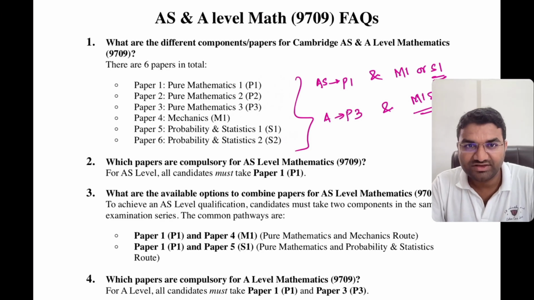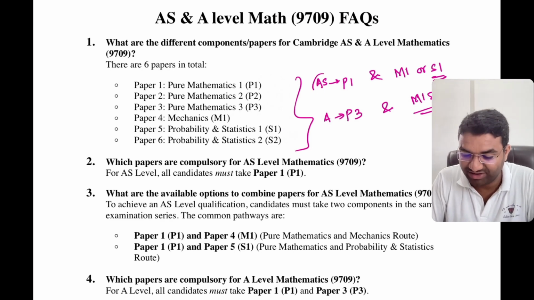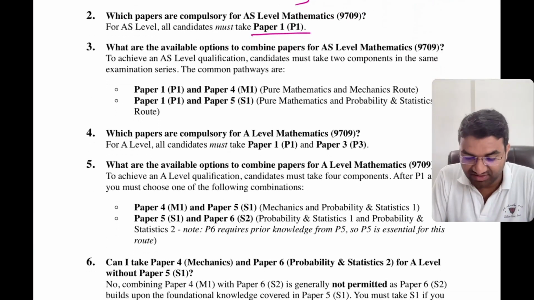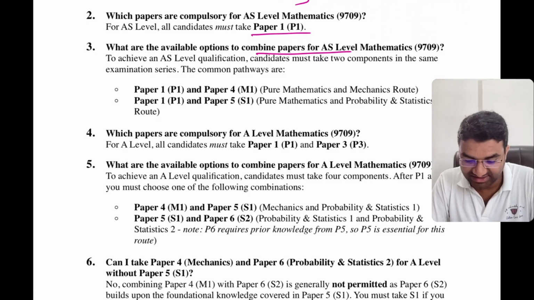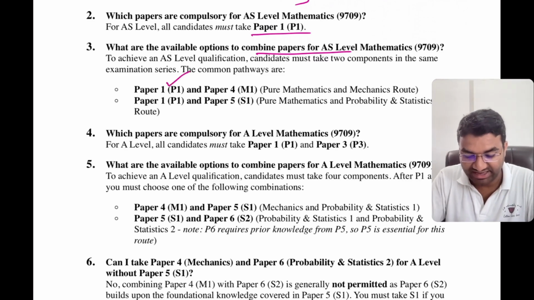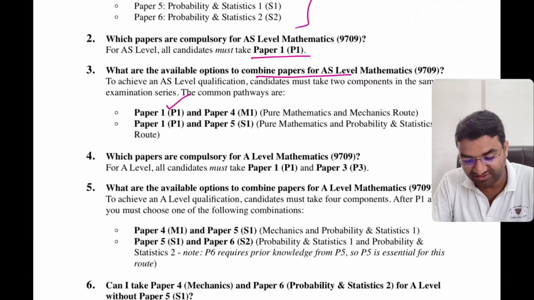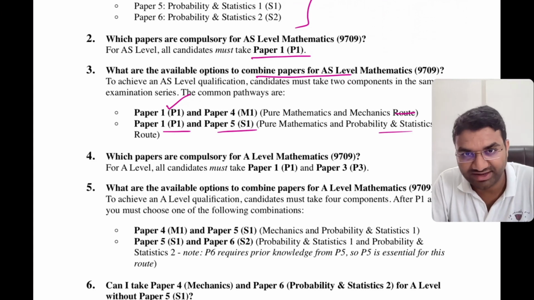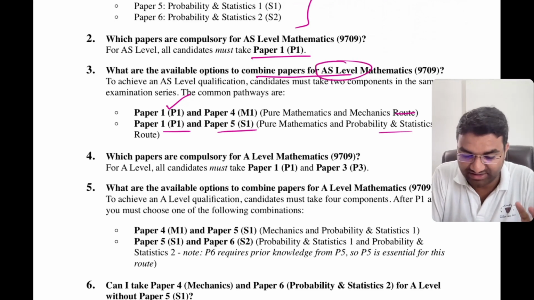So, which paper is compulsory for AS level mathematics? As I said, paper 1 is compulsory. Next, what are the available options to combine papers for AS level mathematics? As I said, you can either pick paper 1 and paper 4, the mechanics route, or paper 1 and paper 5, statistics and pure 1. So these are the routes for AS level. I'm saying this is just for AS level.